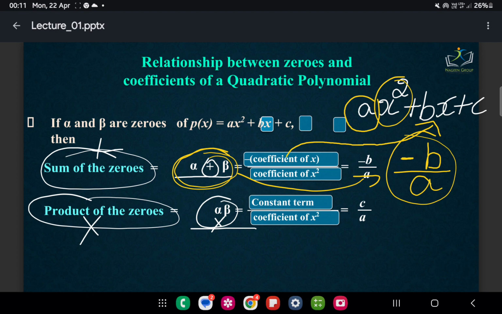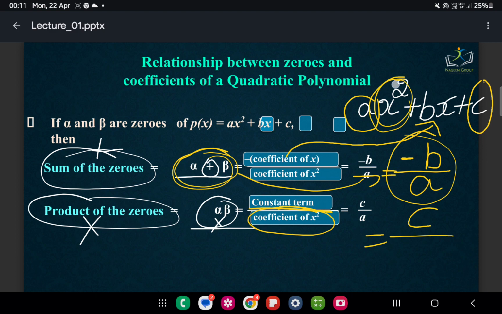Then come to the product of the zeros. Product means alpha into beta. Alpha into beta equals the constant term divided by the coefficient of x square. The constant term is the number without any x, y, z or any alphabetical letter. That is c, written without any sign, divided by the coefficient of x square.